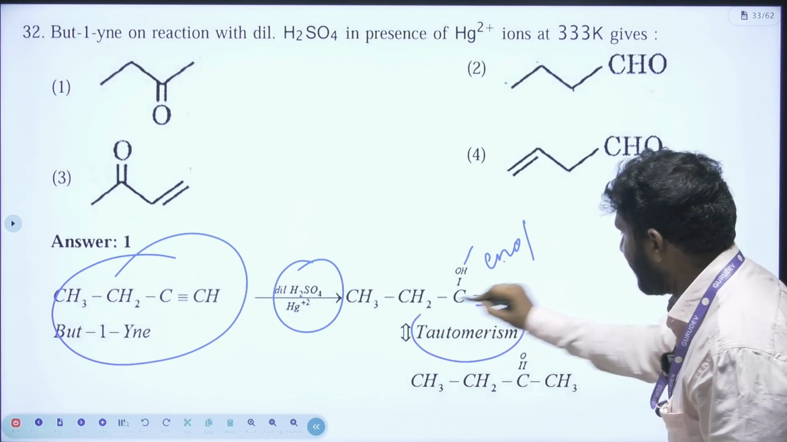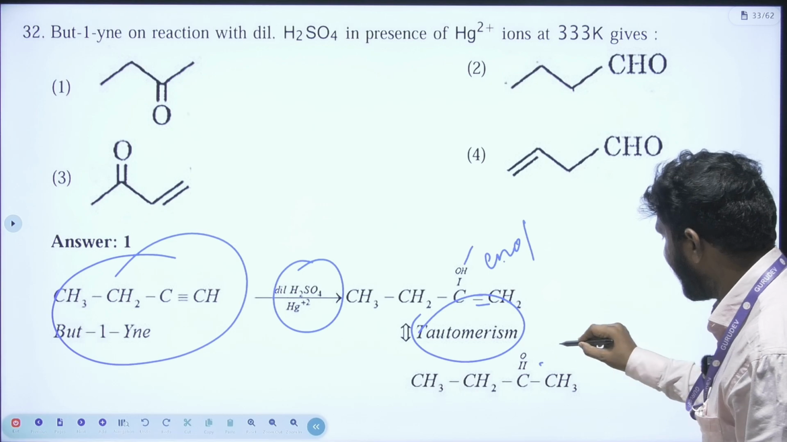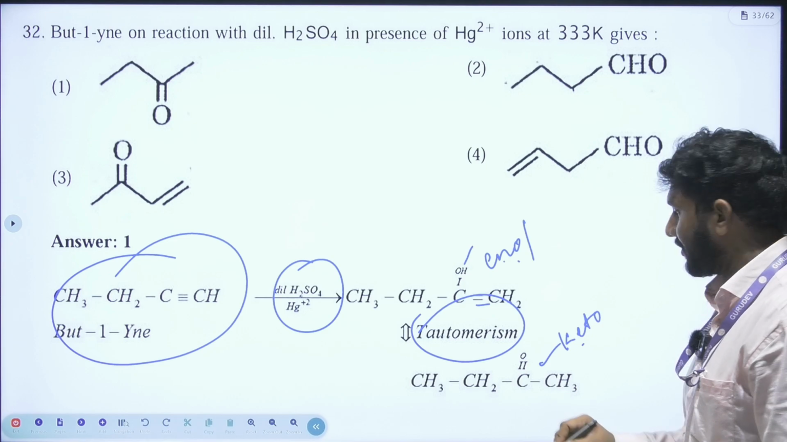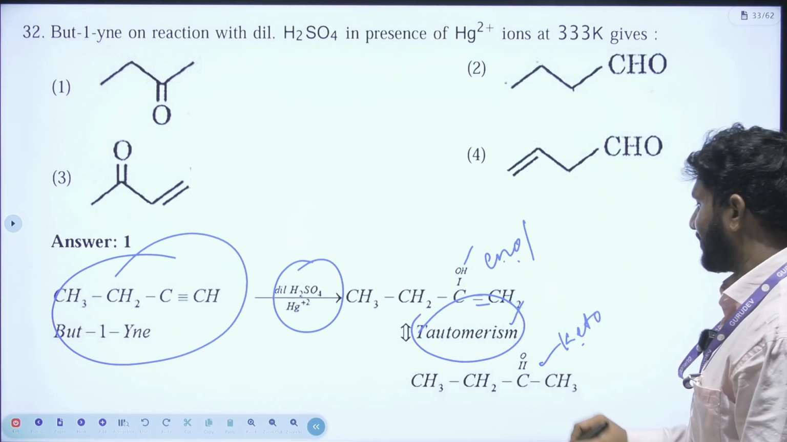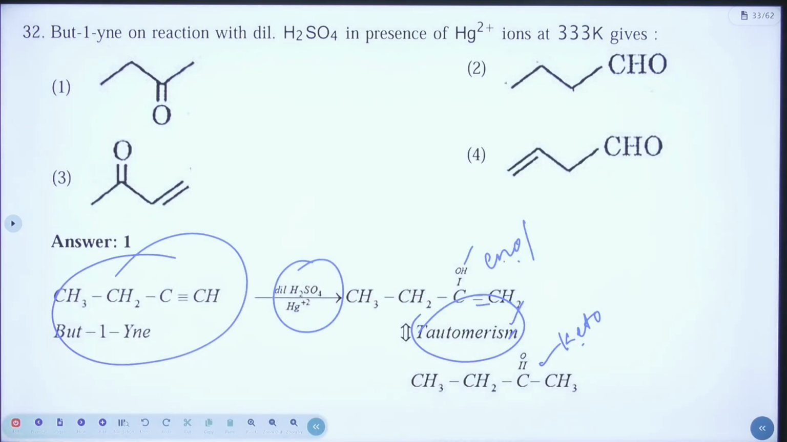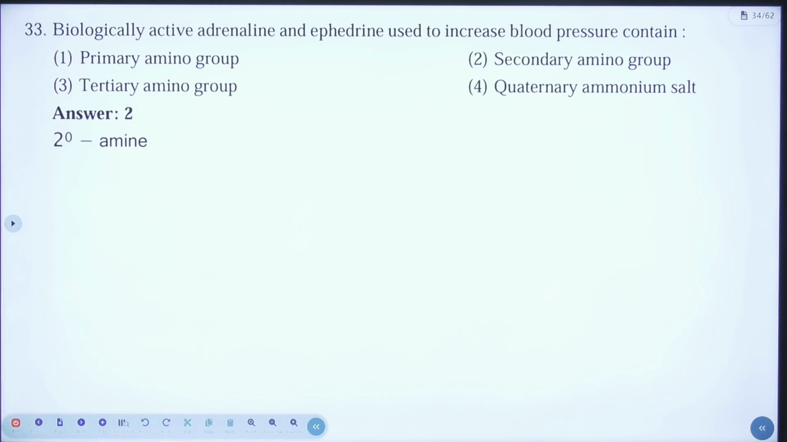It undergoes conversion into the ketonic form. So this is the keto-enol form. This type of reaction we call tautomerism. Next, I will move on to question number 33.